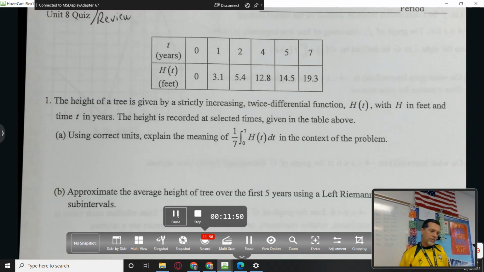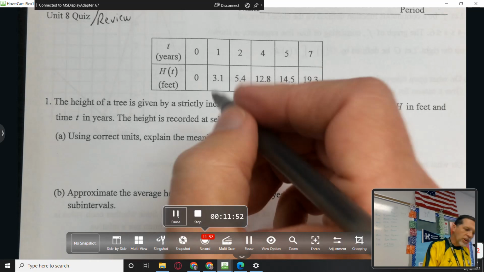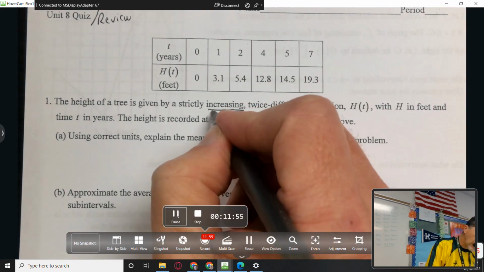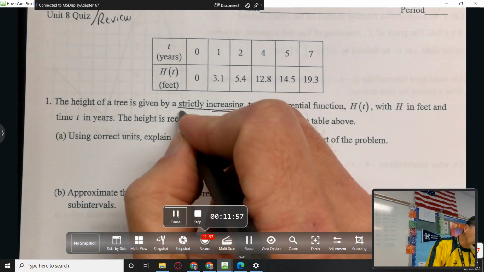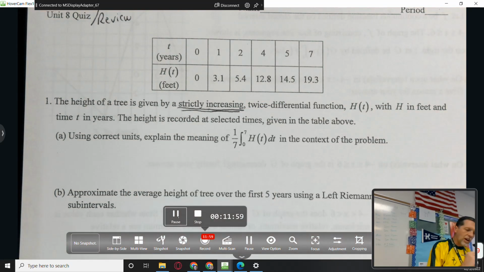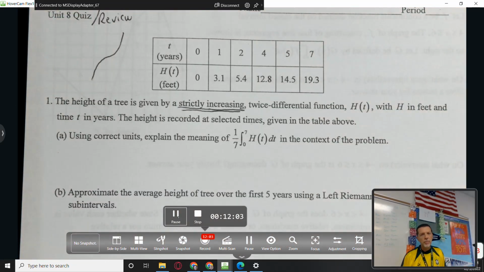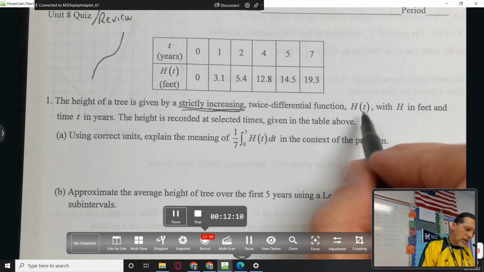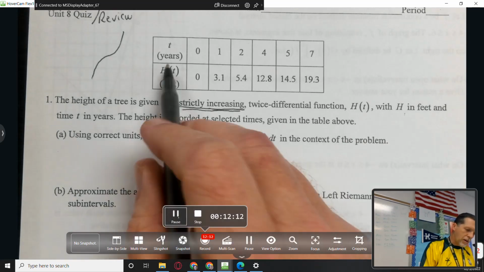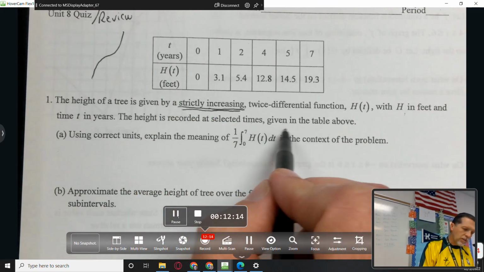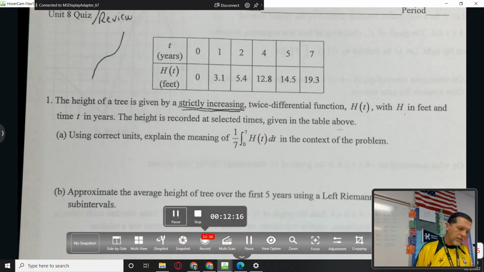The height of a tree is given by a strictly increasing, twice differentiable function H, in feet, with time in years. So strictly increasing means it's never decreasing. It could level out at just a spot, but then it's increasing again. So it's never decreasing. Twice differentiable means it's got 2 derivatives. Height is recorded at selected times given in the table above.